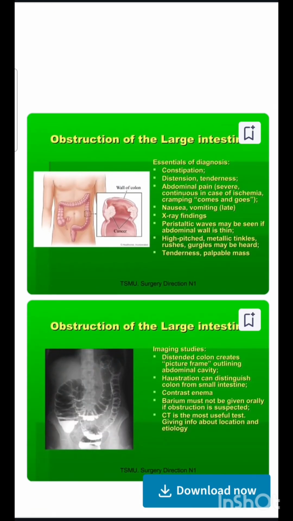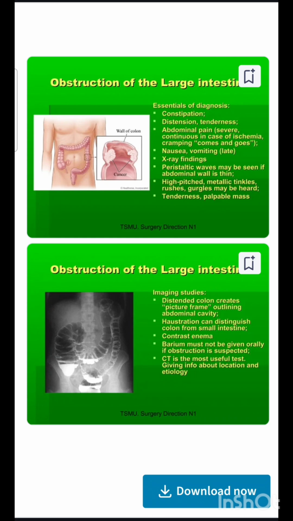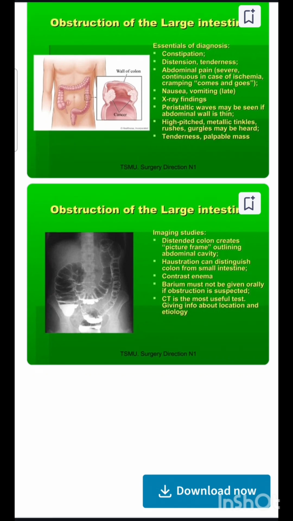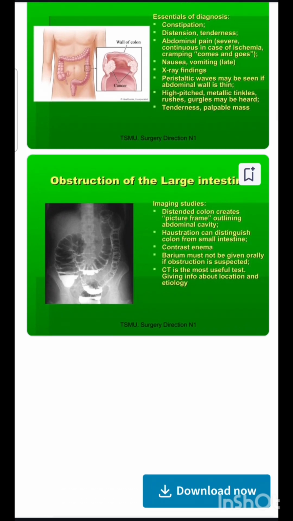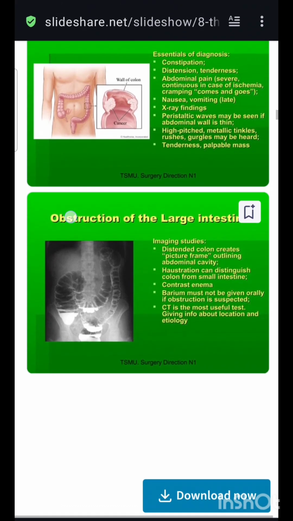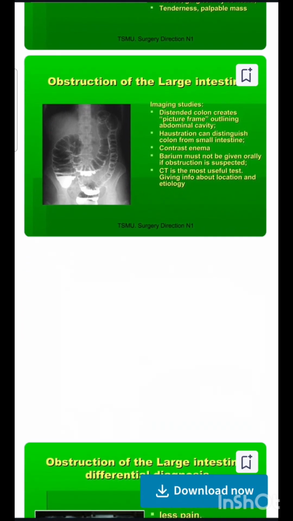In obstruction of the large intestine, you have constipation, dilatation, distension, tenderness, abdominal pain, and late nausea and vomiting, and X-ray findings will be there. Peristaltic waves may be seen if the abdominal wall is thin, and high-pitched metallic tinkles, rushes, and gurgles may be heard, and tenderness and masses can be seen. This is obstruction of the large intestine.